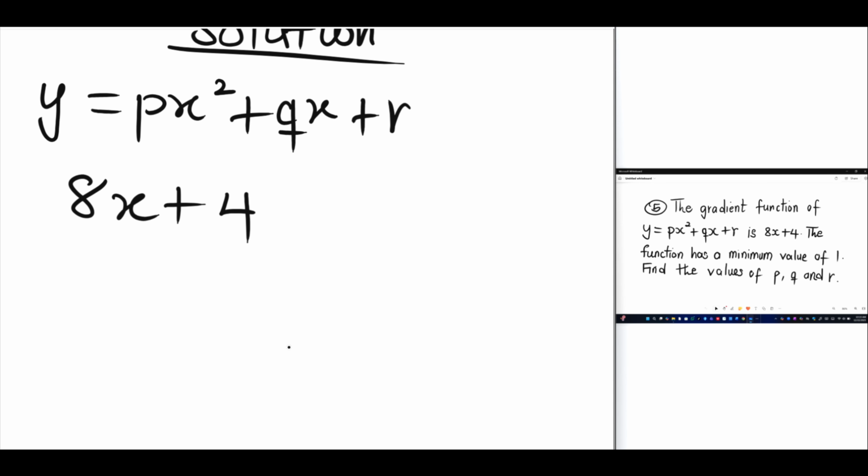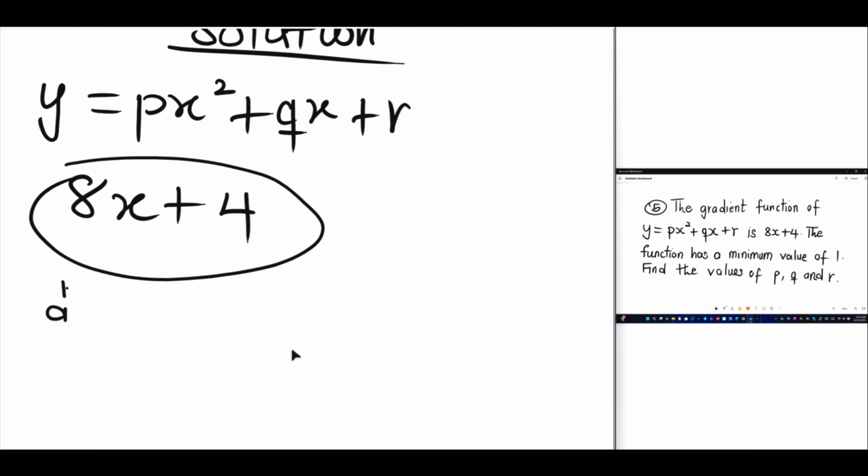Now, how do we determine the gradient function? The gradient function is dy/dx. You differentiate the function with respect to the independent variable. So given the gradient function to be 8x plus 4, we also need to find the gradient function of the given function on our own and equate it to this, since they are the same.